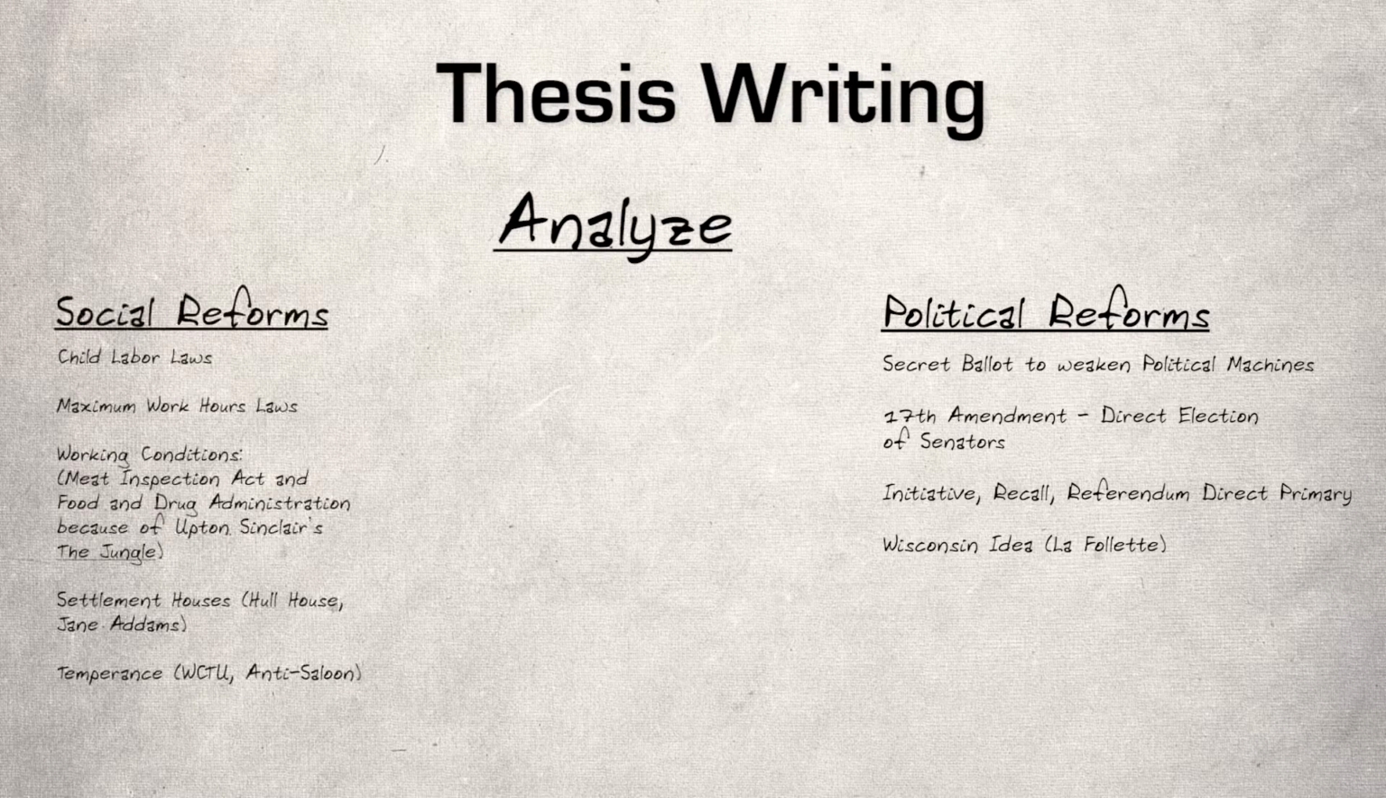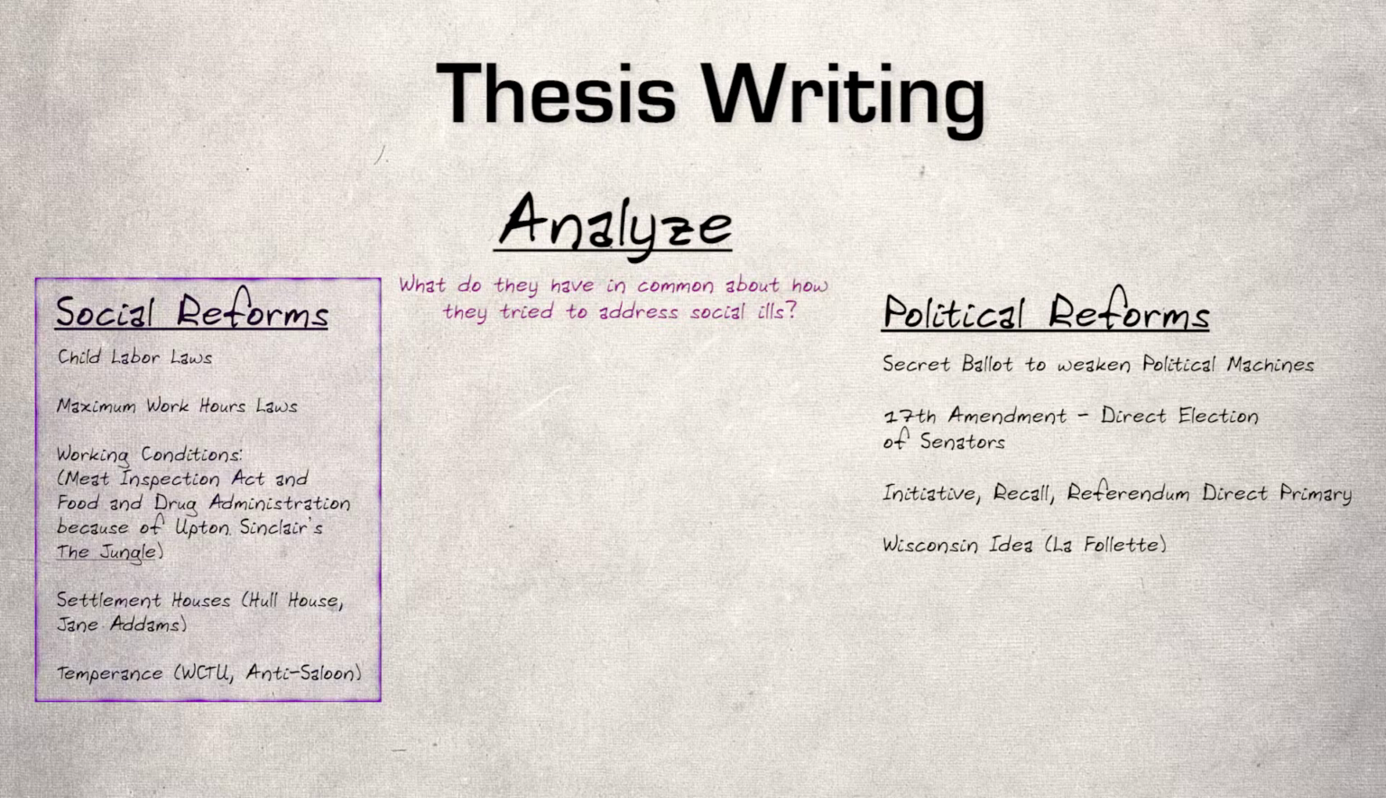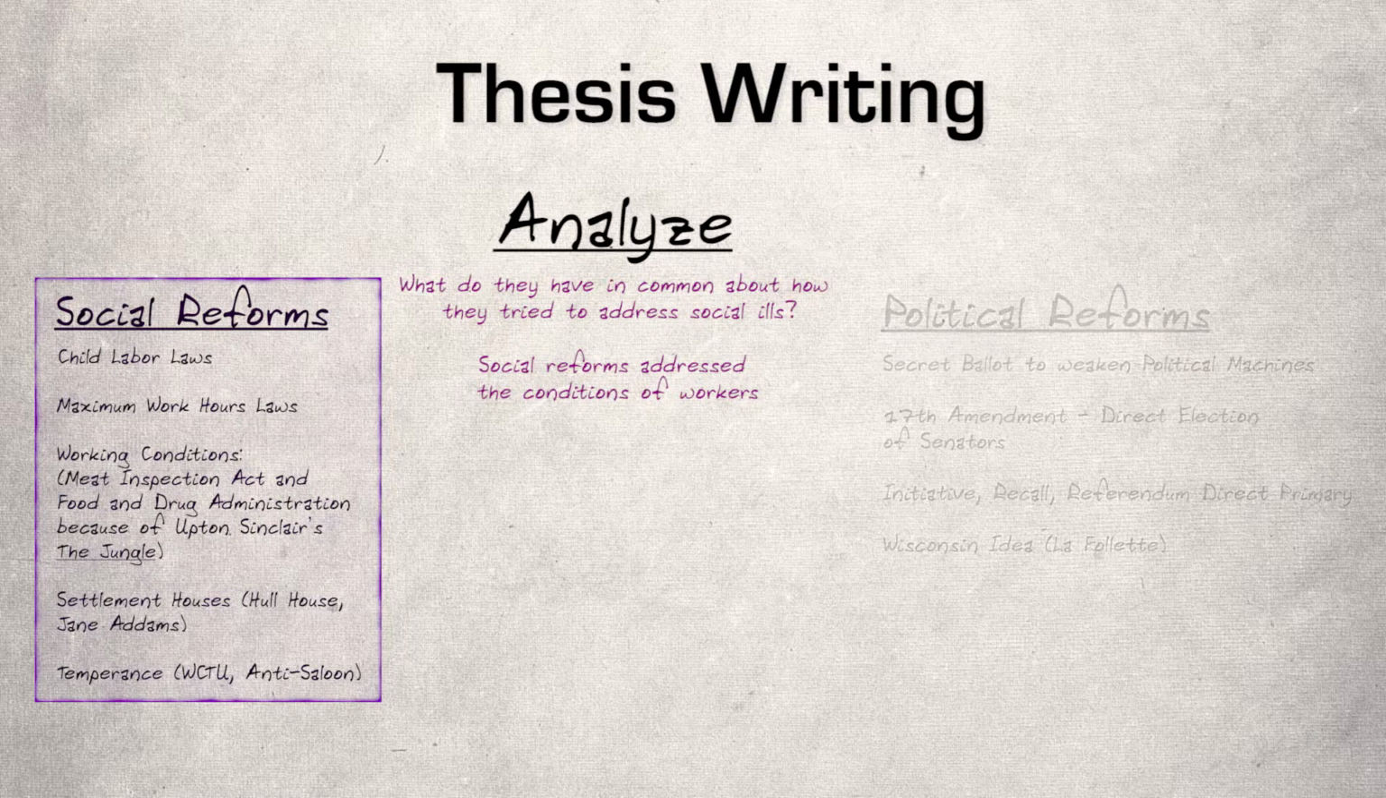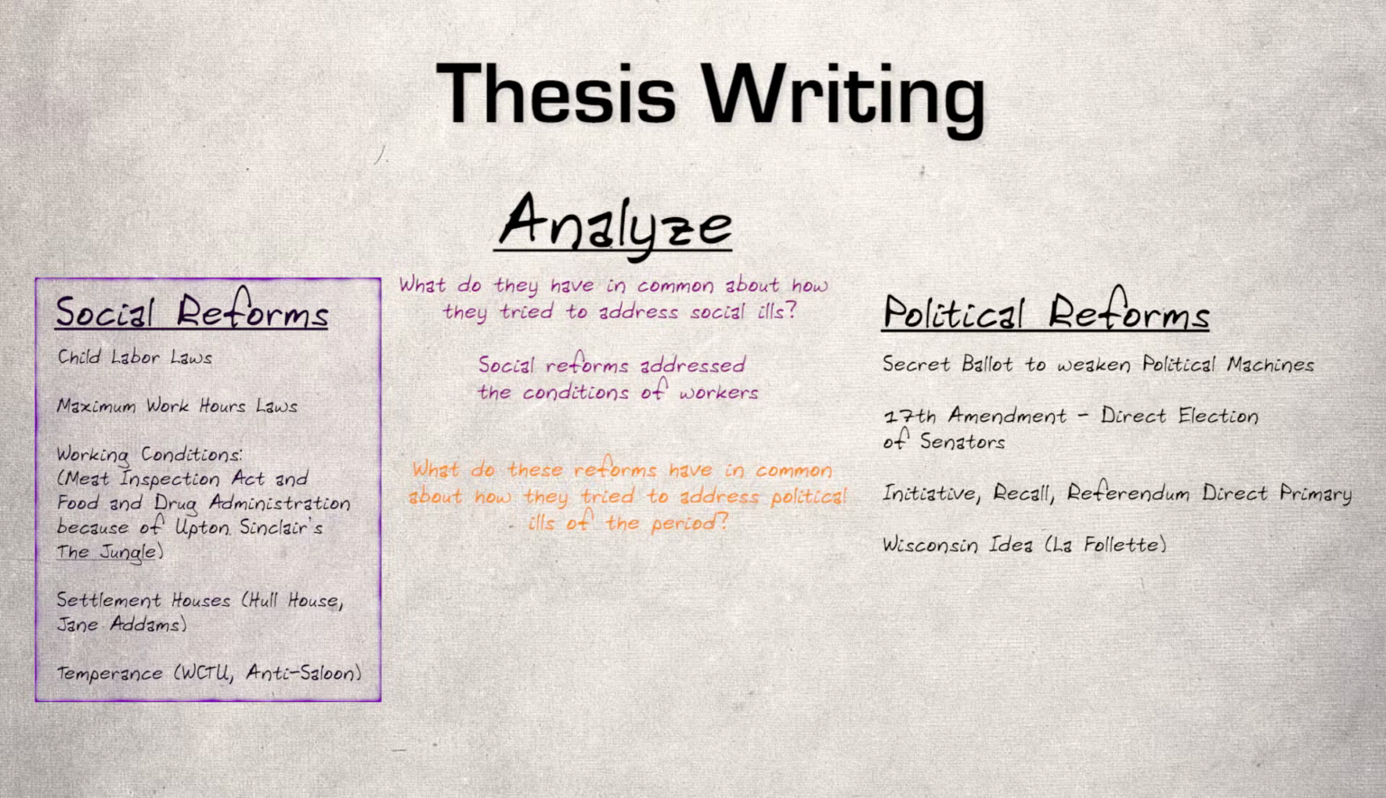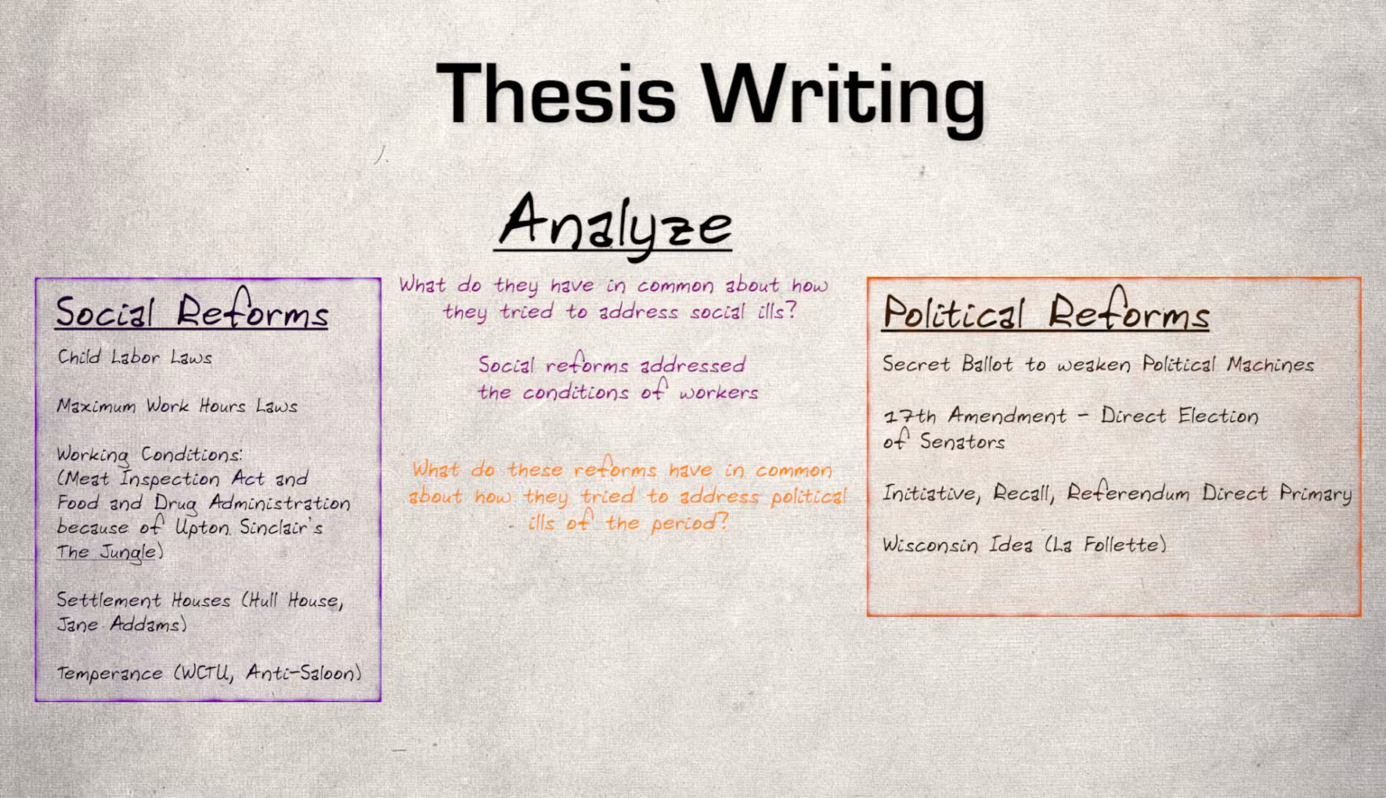For instance, socially, you'll want to look through these terms again. What do they have in common about how they tried to address social ills? After analyzing it, you would find that all of them seem to address the conditions of the common worker or laborer, whether at work or their living conditions and home life. Then move to the political column and do the same thing. Analyze. What do these reforms have in common about how they tried to address political ills of the period? After analyzing it, you would come to the conclusion that they are all seeking to redistribute power away from political parties and elected officials.